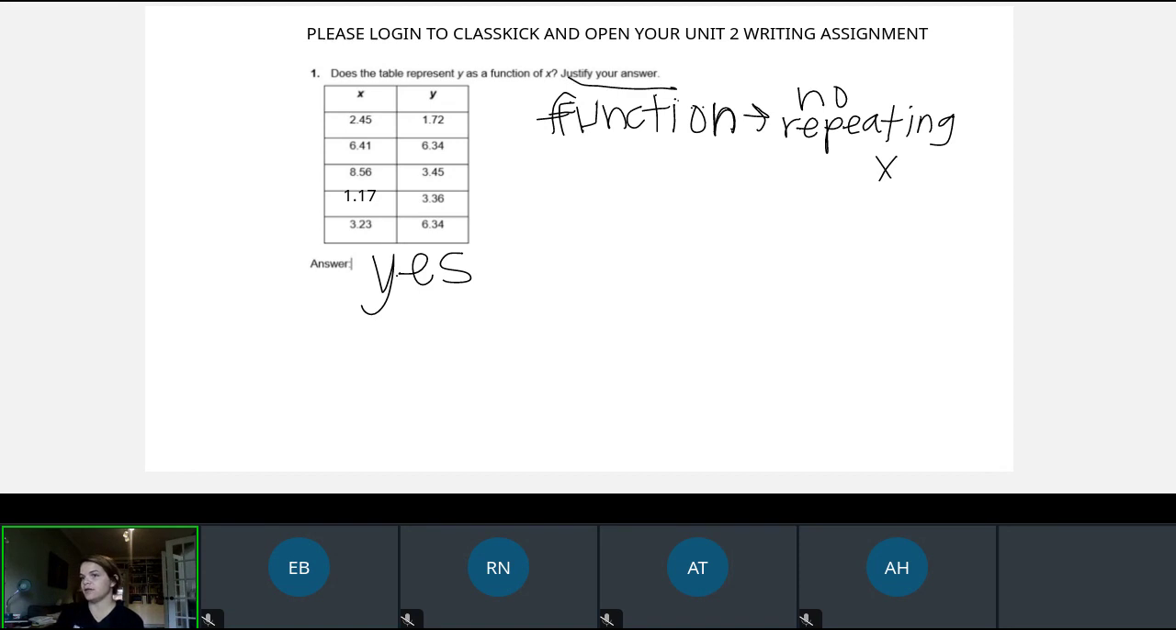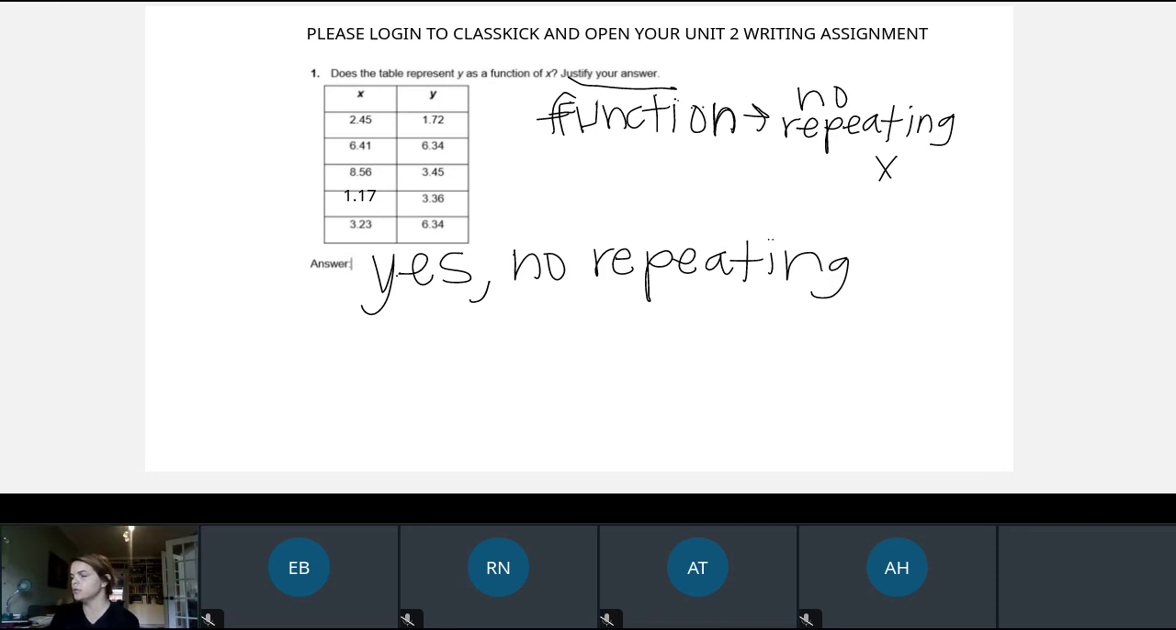And then it says justify. So why? Because it has no repeating x values. So I want you to look on your screen, your slide number, is it slide 2? Slide number 2. Look at your table and you're going to tell me, yes, this is a function because, or no, this is not a function because, and then tell me why.